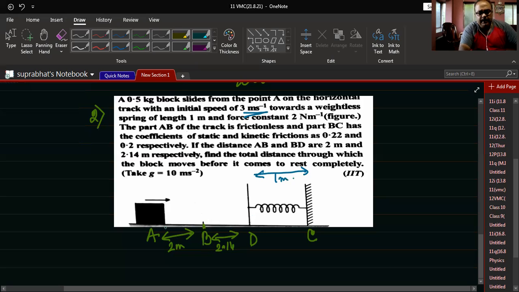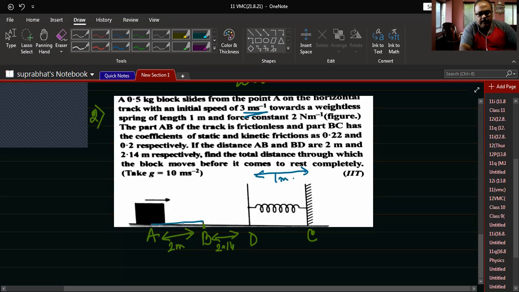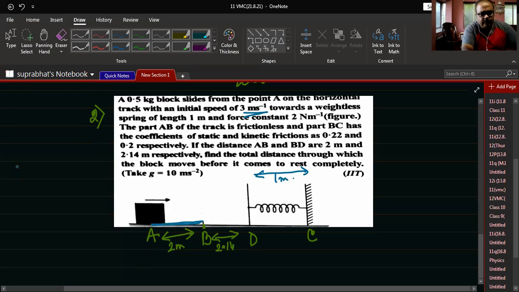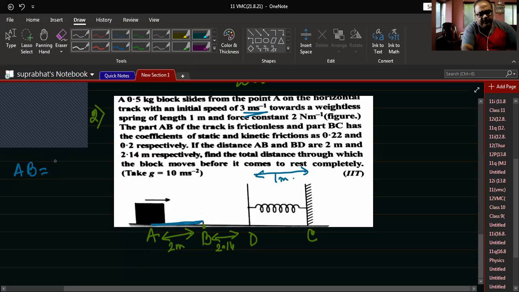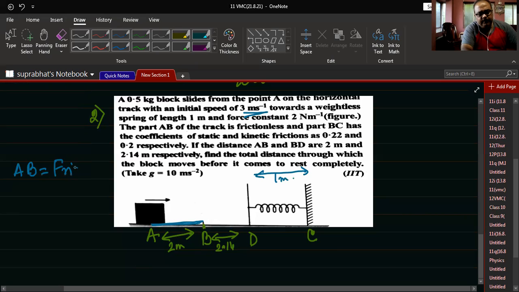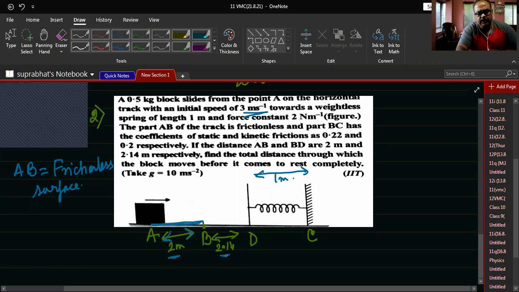And the part AB, that means part A to B, is a frictionless surface. So I'll write just over here, AB is a frictionless surface, right? The track of the part BC has coefficient of static friction and kinetic friction as 0.22. They have mentioned that AB and BD are 2 meter and 2.14 meter. So you have seen that, children, I have already taken this as 2 meter and this as 2.14 meter.